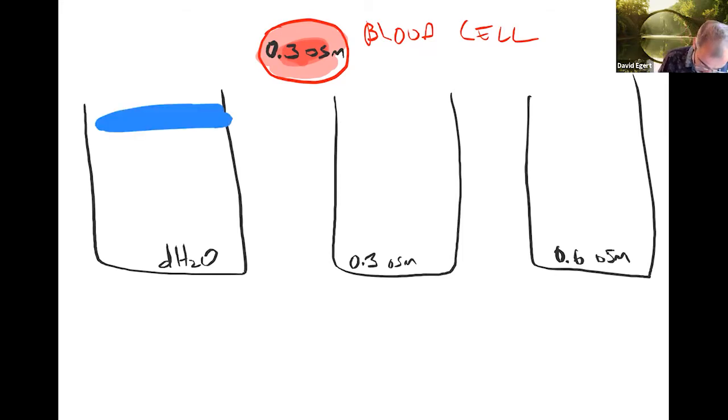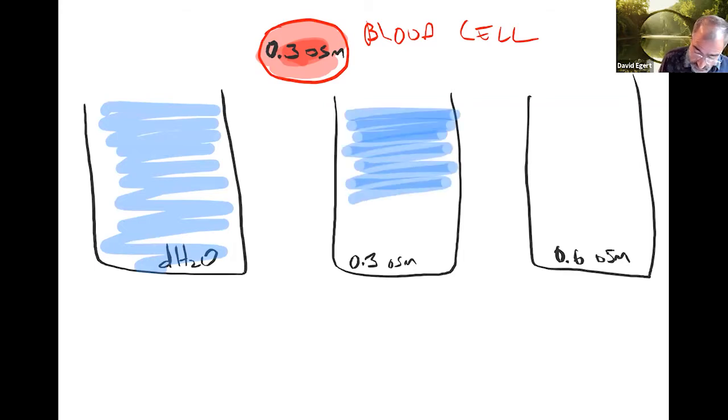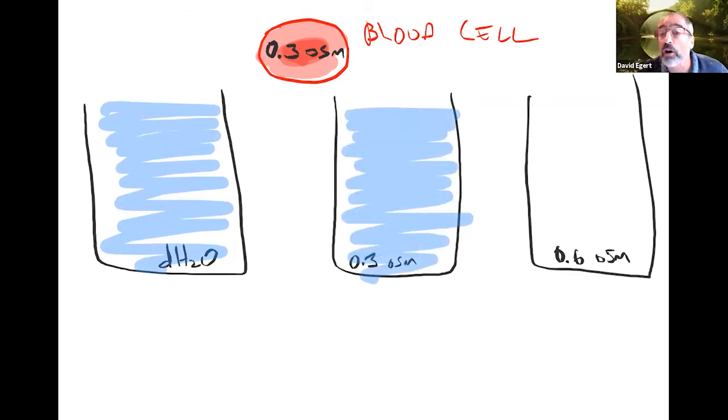This is just water, so there's my water. This has something dissolved in it, who knows what. It could be salt or sugar or whatever. If it was salt, what is the molarity of the salt that would give me 0.3 osmolar? Would it be 0.15? Exactly.